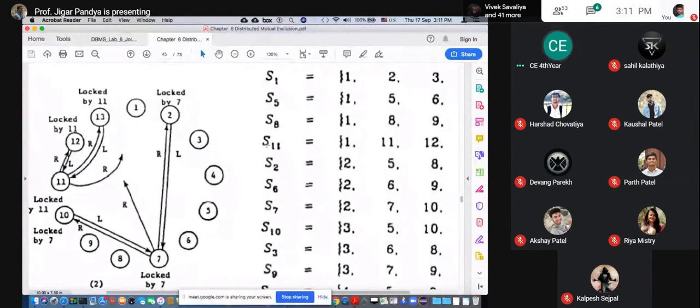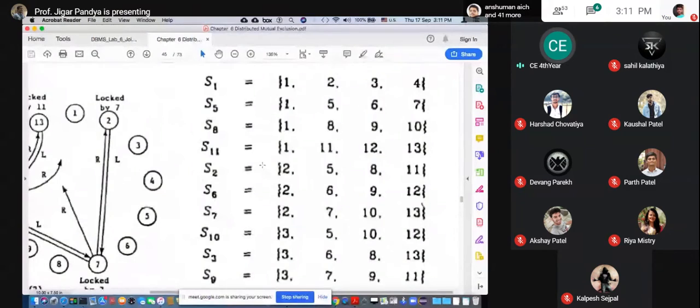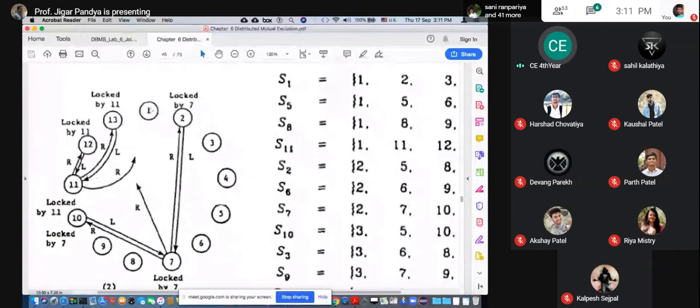Now again, see here, it should not say S, it should say quorum or something else, because S confuses with site. So please don't confuse the terminology. The author would have had something, but they have not given the legends. Anyway, S11 is nothing but our quorum 11, and 1, 11, 12, and 13 are the members.